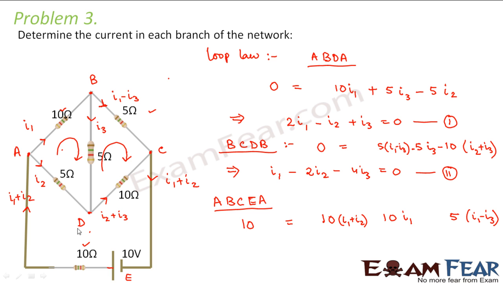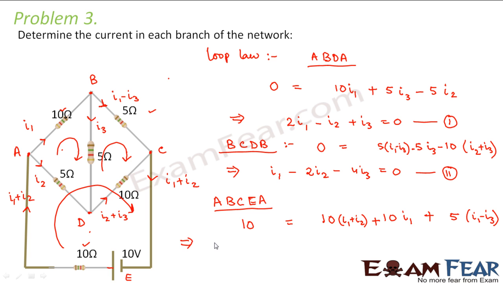Now let us put the signs. Again we have to assume one direction. Suppose I assumed this direction. My assumed direction and the direction of I1 plus I2 is the same, so this will be positive. When I look at the direction for this battery, it leaves from the positive terminal, so battery E will also be positive. I1 is also in the same direction, so this is also positive. I1 minus I3 is also in the same direction, so that is also positive.